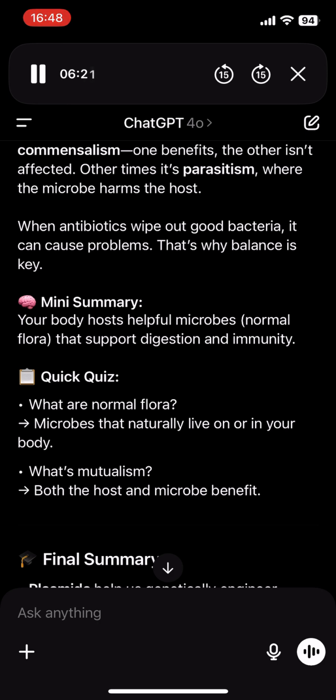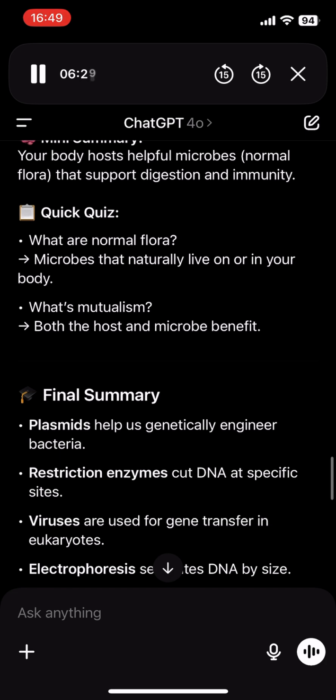Quick quiz. What are normal flora? Microbes that naturally live on or in your body. What's mutualism? Both the host and microbe benefit.